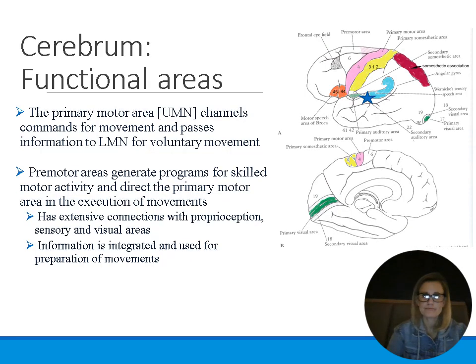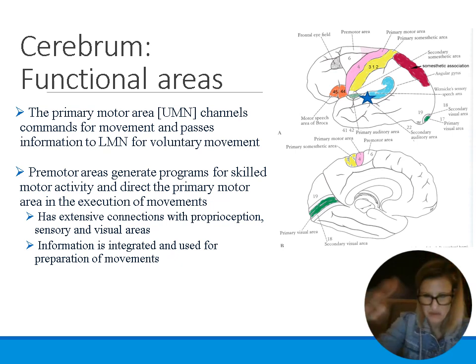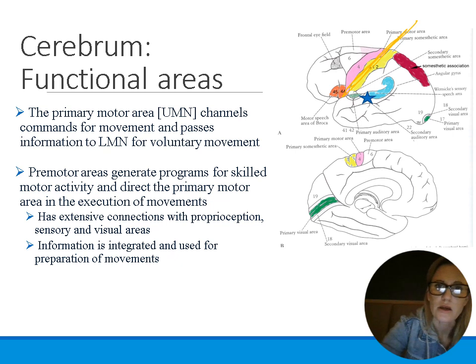Okay, so we're going to talk about all of the functional areas of the brain, starting specifically with the motor areas, and then we'll get to the sensory areas. So the motor areas of the cerebrum are anterior to the central sulcus. And we separate it into two different motor areas. If you look at this top picture, sorry, I moved the picture and the star got screwed up, so ignore the blue star. The central sulcus is right here.